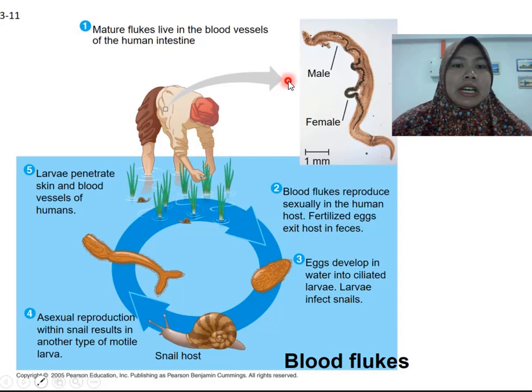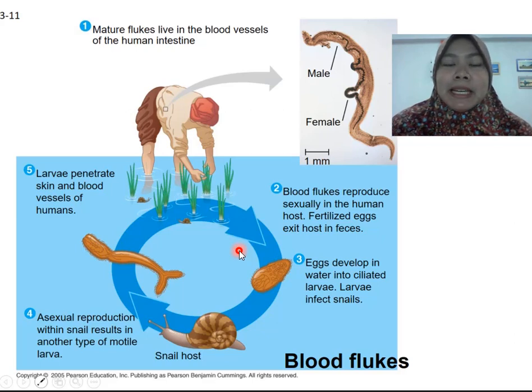This picture shows another example of Platyhelminthes, the blood fluke. The blood fluke lives in the blood vessels of the human intestine. A fluke is also a hermaphrodite, meaning it has both male and female reproductive structures within one organism. The blood fluke reproduces sexually in the human host and the fertilized eggs exit via feces. In water, for example where people in the past relieved themselves near damp ground, the egg develops into a larva. This larva infects another host, the snail, which becomes the second host.